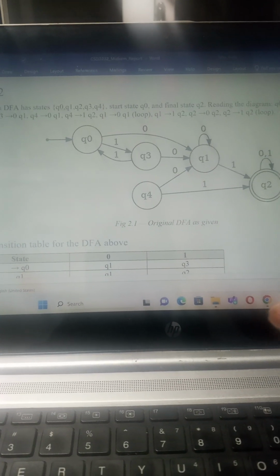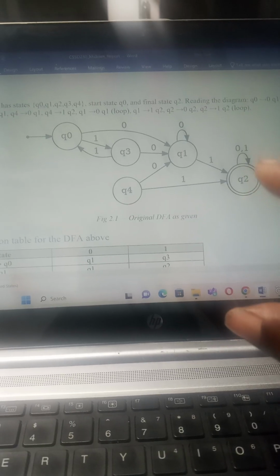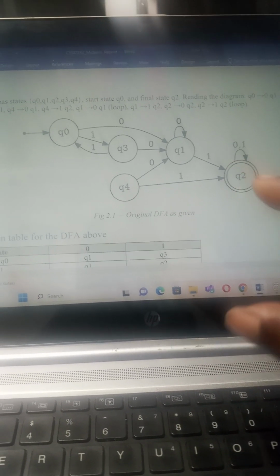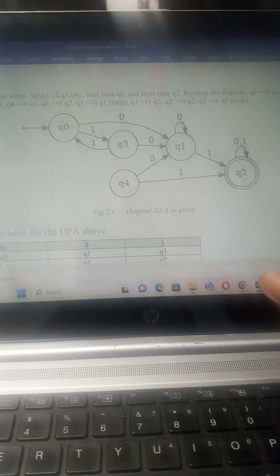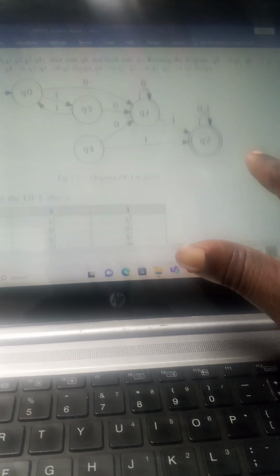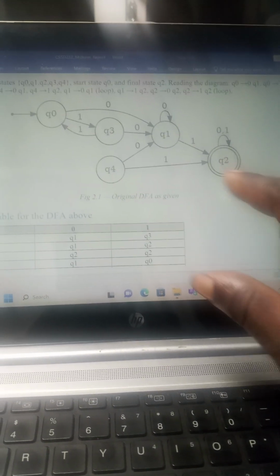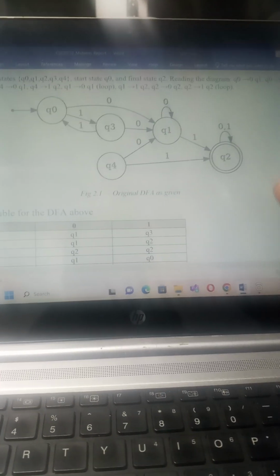So with task 2, you are given a DFA that has states Q0, Q1, Q2, Q3, Q4, and the start state is Q0 and the final state is Q2. Reading the diagram, you can see the questions are already there. When you look at it, from Q0 there's no way you get to Q4 directly. So Q4 will be termed as useless, but Q0 is the starting state and Q2 is the accepting state.